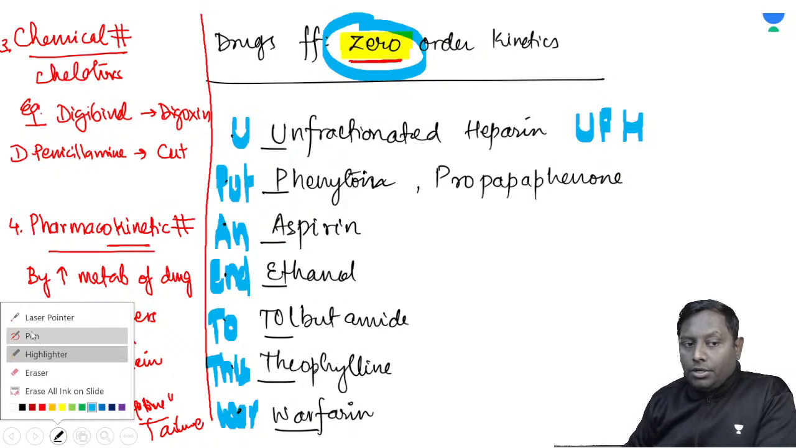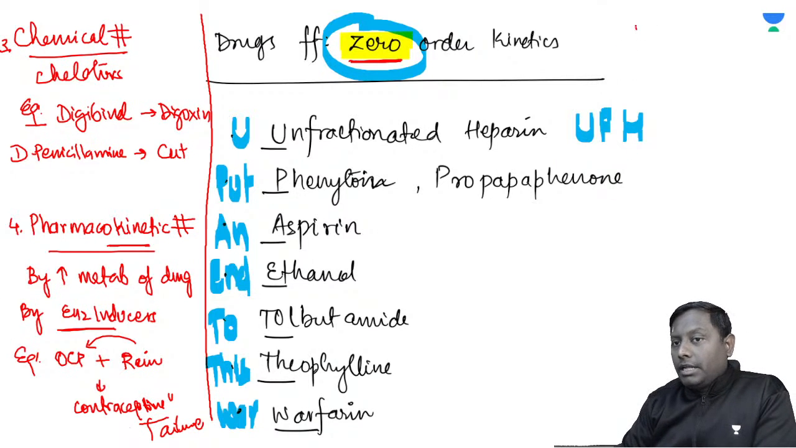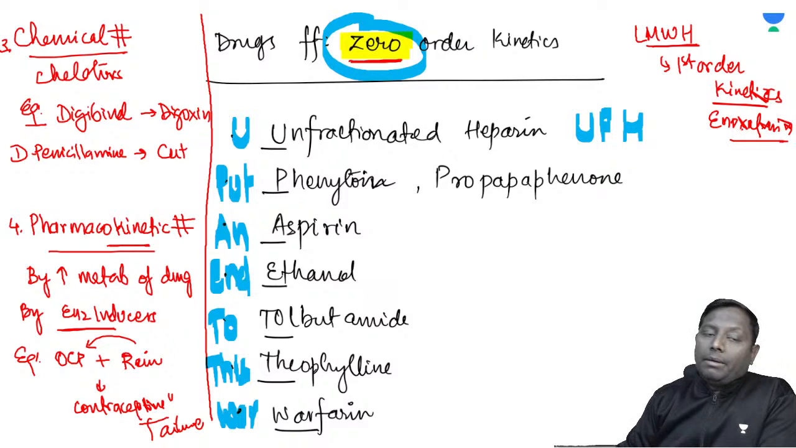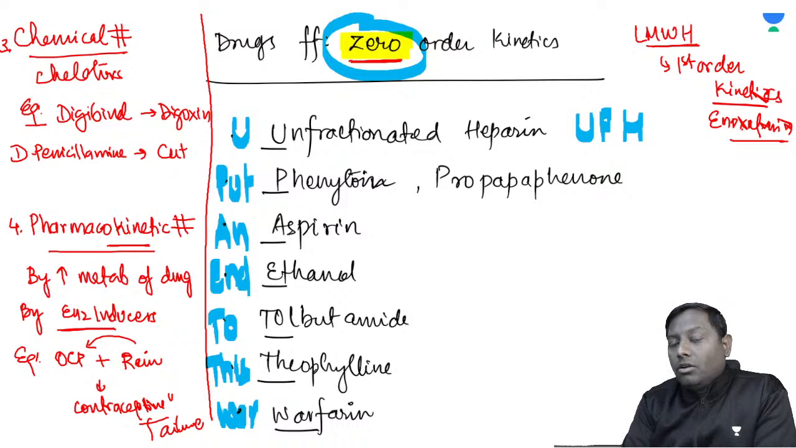But what you need to know here once again is that drugs like low molecular weight heparin follow first order kinetics. Please do not be confused, and this was the question. Low molecular weight heparins like enoxaparin, dalteparin, tinzaparin, ardeparin, reviparin, they are all examples of low molecular weight heparin.